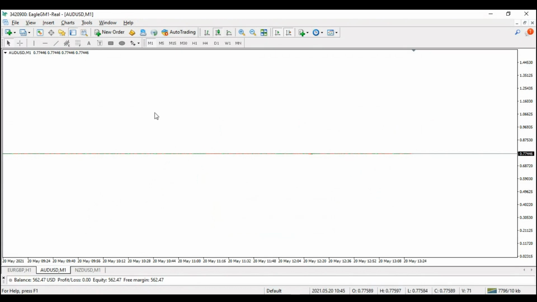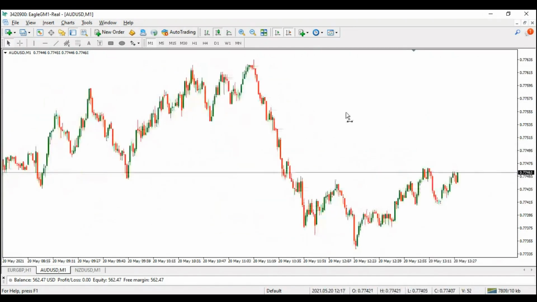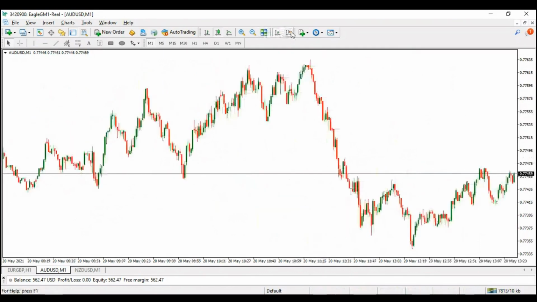So let's delete all of this. And now let's look at this chart right here.